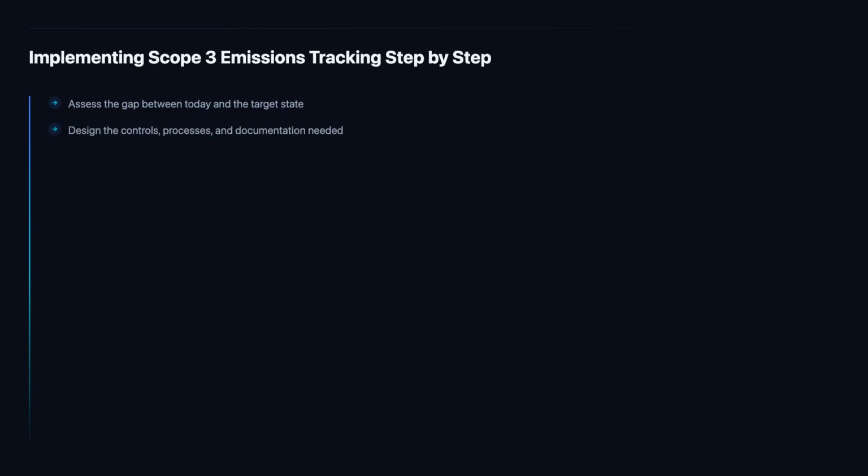Next, design what good looks like: controls, processes, documentation, ownership. Make it specific enough to act on. Roll out in waves. Get Wave 1 operating before adding Wave 2. Scope 3 emissions tracking succeeds in increments, never as a big bang. Verify with real evidence, records, runs, samples, not just policies on paper. Then iterate. The first version is never the final one.